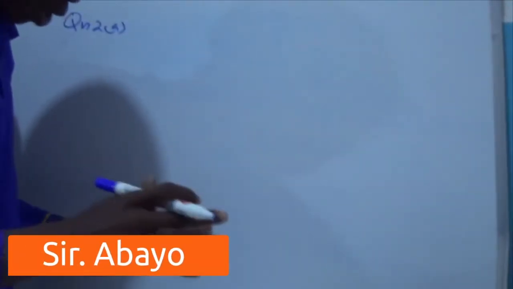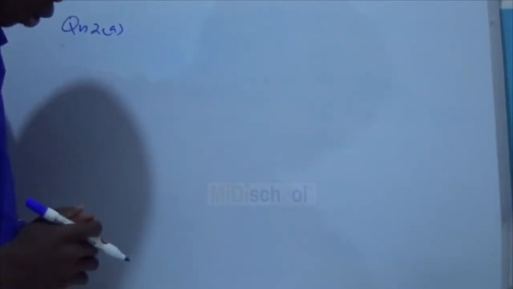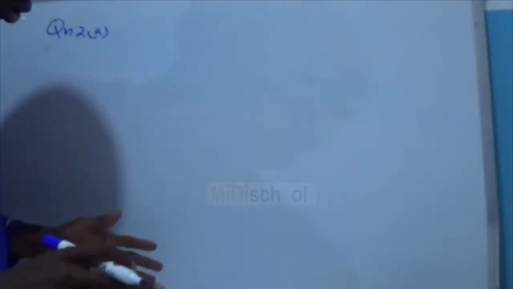So we have question number 2. It is question number 2 and this is part A. And the question reads that Rehema spent 1/8 of her salary on transport, 1/4 on food, and we are told that she remained with 80,000 of her salary.